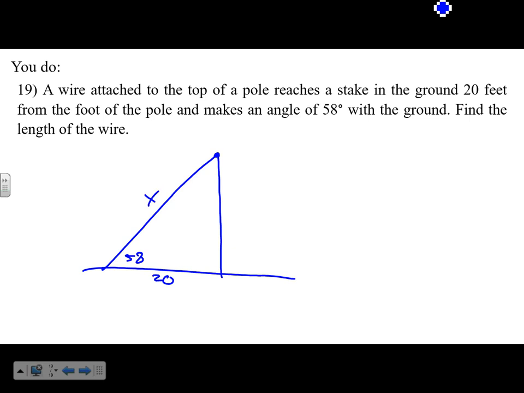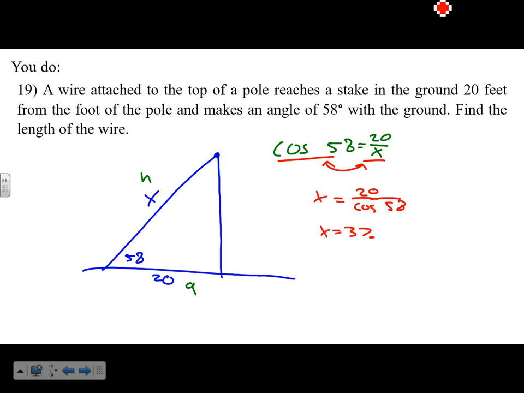So again, we know the angle. They tell us that angle, so now we don't need to use the inverse. We have the adjacent and hypotenuse, so we're going to use cosine. Cosine of 58 is the adjacent over the hypotenuse. Now that we have this set up, the x, since it's in the denominator, we switch these places. X is equal to 20 over the cosine of 58. 20 divided by the cosine of 58 is 37.74.